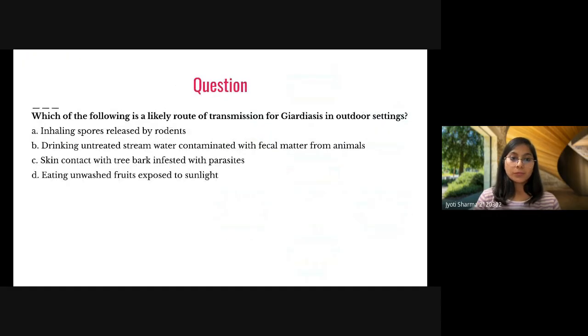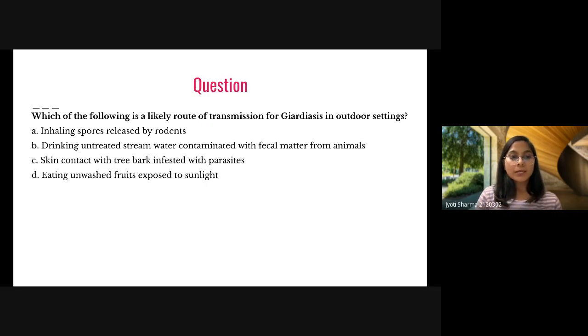Okay, coming to the next question. We have another disease, and that disease is giardiasis. The question is: which of the following is the likely route of transmission for giardiasis in an outdoor setting? You just need to tell me how it is getting spread, or how it is transmitted. The disease is giardiasis.